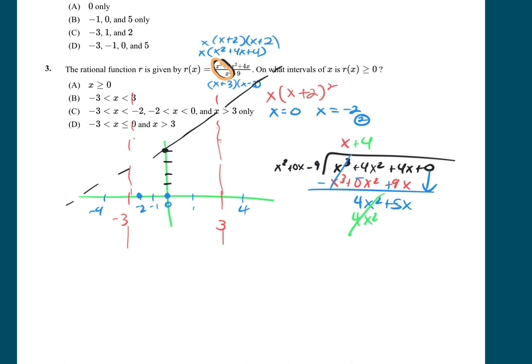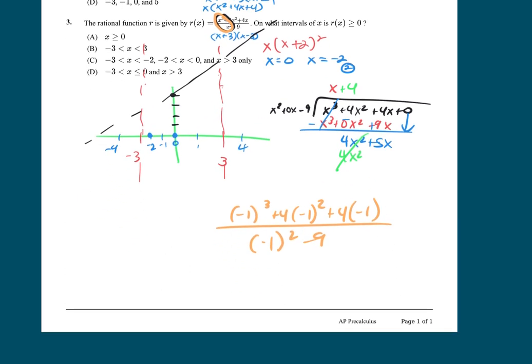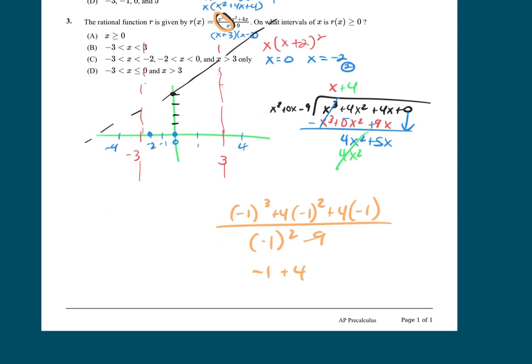So I plugged in -1. I wrote all over it. -1 to the third plus 4, -1 squared plus 4, -1 over -1 squared minus 9. And I got -1 plus 4 minus 4 over 1 minus 9. -1 over -8, which is 1/8. So I'm above the x-axis at that point.